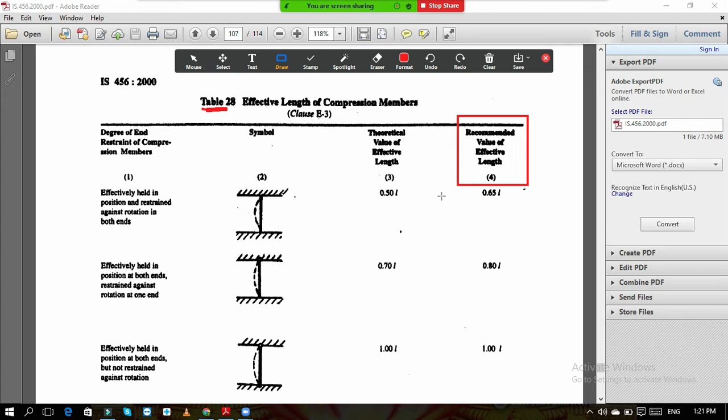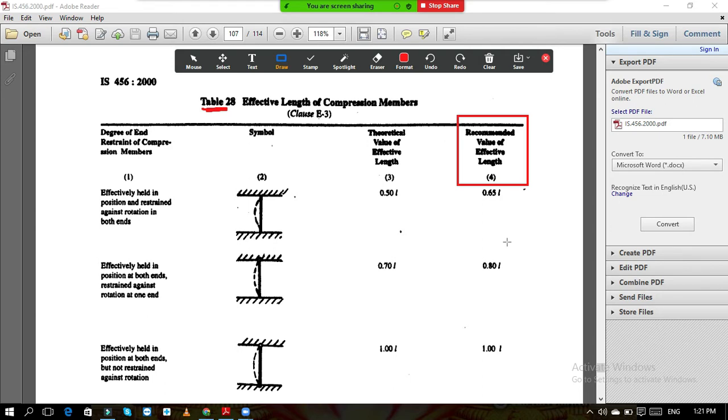Recommended values means what? In theoretical values, some corrections are added, depending upon the moment and the more degrees of freedom. Single degree of freedom is here. So depending upon that, some correction is added. You will learn that in higher education in MTech also, and by adding those corrections, we will get these recommended values.